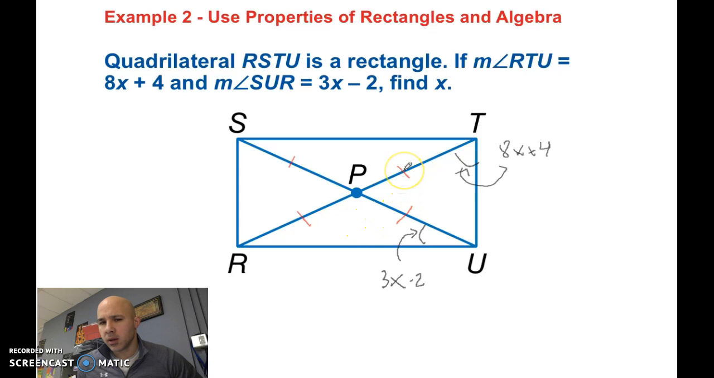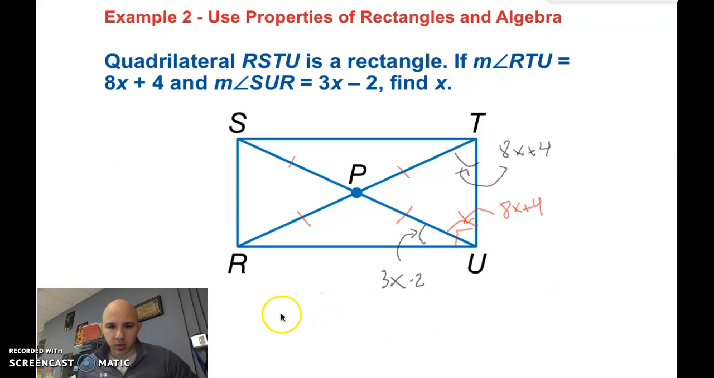We know since this leg and this leg are exactly the same, the angles have to be the same. So this angle, because it's an isosceles triangle, has to be 8x plus 4. All right. Since we know this angle and now we know this angle, for a rectangle we know it's going to equal 90 degrees. So we're going to go ahead and set this up.